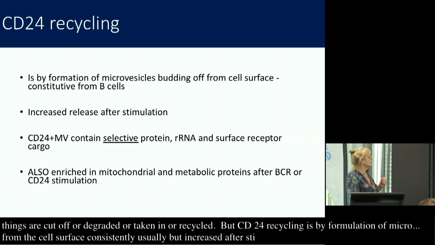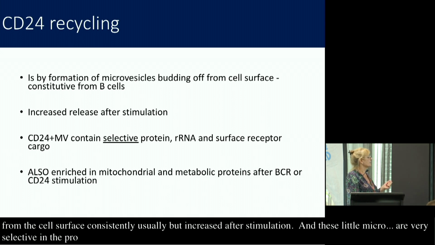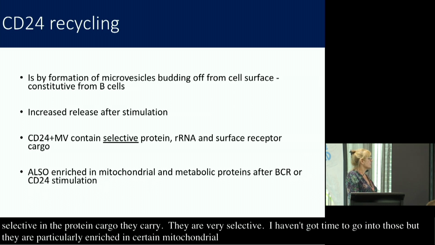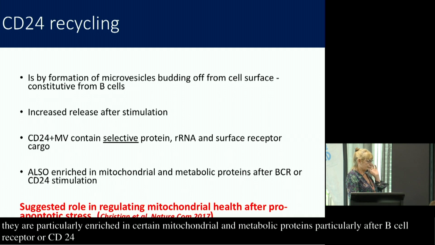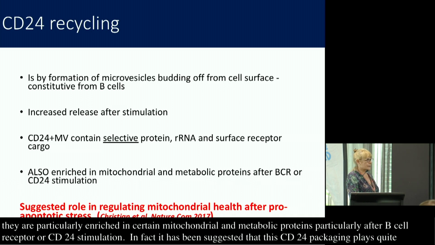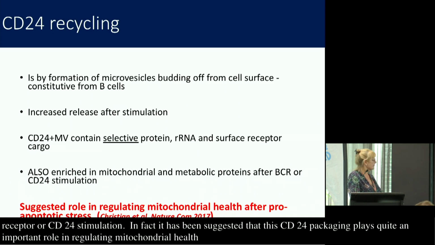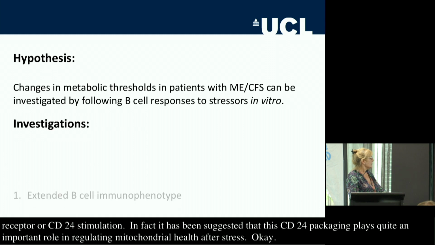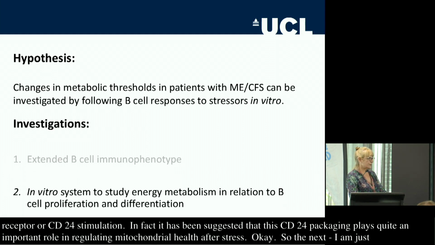And these little microvesicles are very selective in the protein cargo, the protein, RNA and surface receptor cargo they carry. I haven't got time to go into those, but they're particularly enriched in certain mitochondrial and metabolic proteins, particularly after B-cell receptor or CD24 stimulation. And in fact, it's been suggested that this CD24 packaging plays quite an important role in regulating mitochondrial health after proapoptotic stress. Okay, that's the first stage. I'm just finishing with CD24 there.